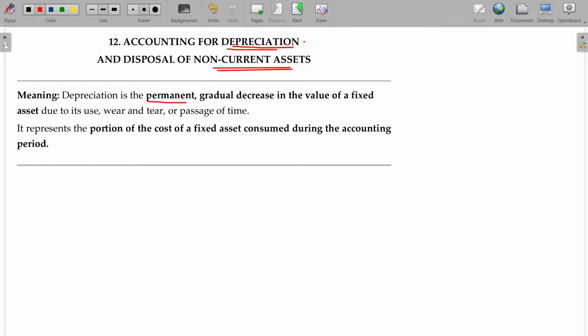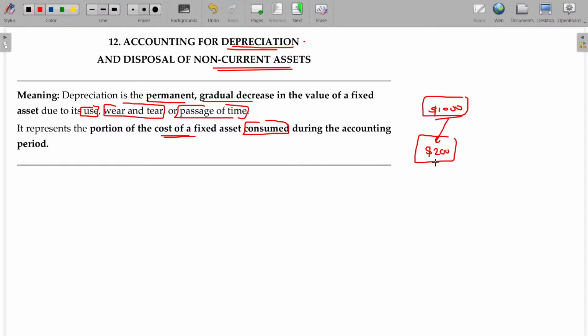Depreciation is nothing but the permanent, gradual decrease in the value of fixed assets, due to usage, wear and tear, and passage of time. It is the portion of the cost of your fixed assets consumed. You purchased an asset for $1,000 and in the first year you used $200 worth of it, so the sale value is only $800. Out of the $1,000 asset, we consumed $200 worth. This will be called an expense named depreciation.